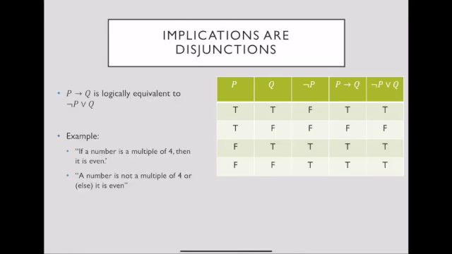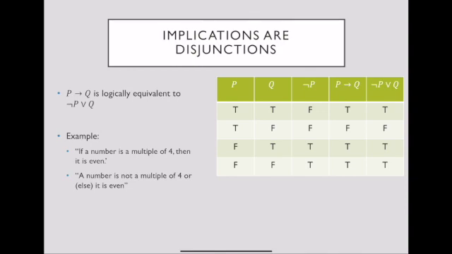Next, I'd like to discuss the logical equivalence of implications and disjunctions. So P implies Q is logically equivalent to not P or Q. For example, if a number is a multiple of 4, then it is even. A number is not a multiple of 4, or else it is even.